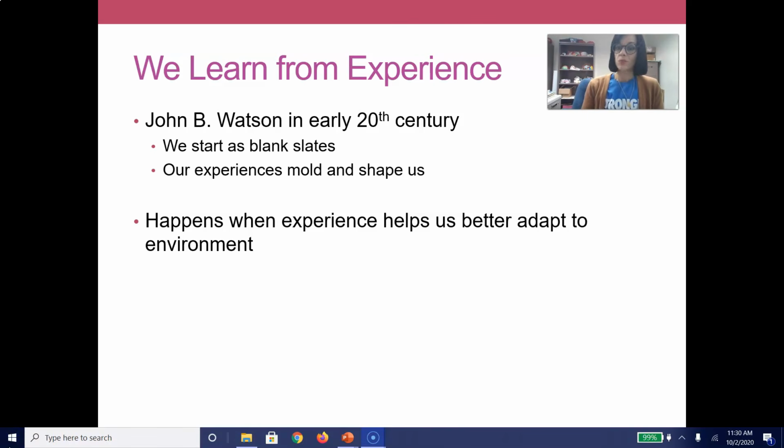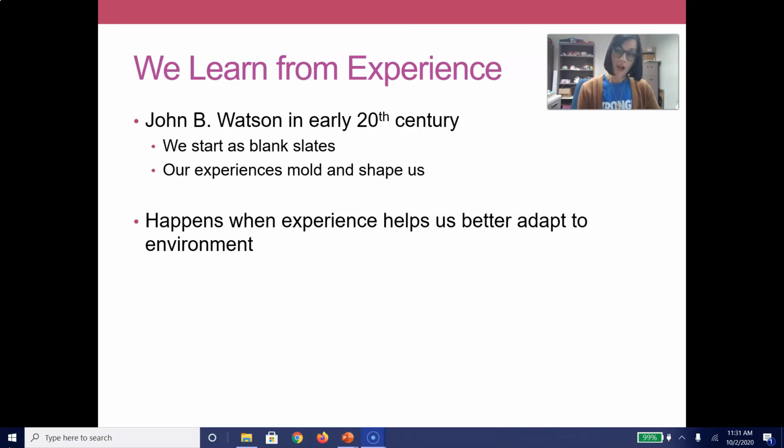So in the early 20th century, this was something that John Watson, the founder of behaviorism, very strongly believed in. He believed that we started as blank slates and our experiences are what mold us and shape us. So we turn out to be the people that we become largely because of the environments that we find ourselves in. This is a pretty famous quote from Watson from 1930 that really exemplifies how strongly he believed that the environment could shape and mold our behavior.